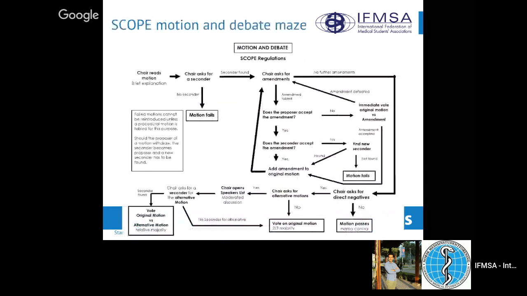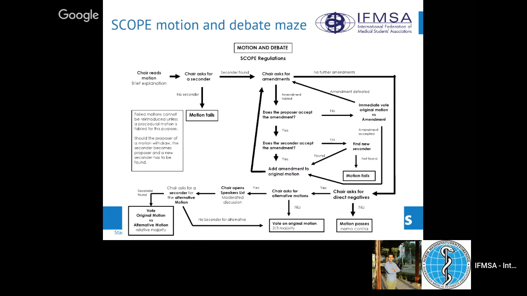So, what happens during the SCOPE regulation voting? This is a SCOPE motion and debate maze. It's basically very similar to the plenary procedures, for those of you who are more familiar with them, except for a few details. I'm going to explain step by step what happens when a motion is proposed.